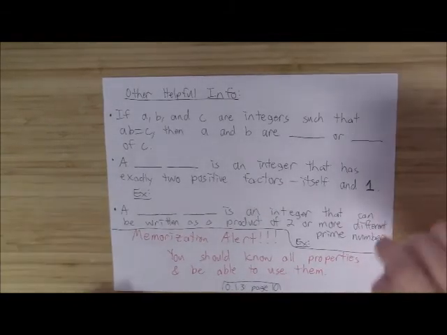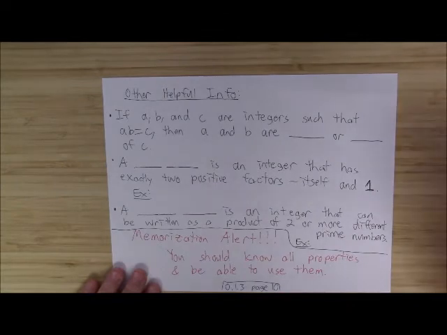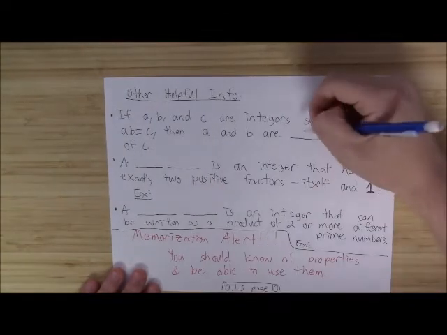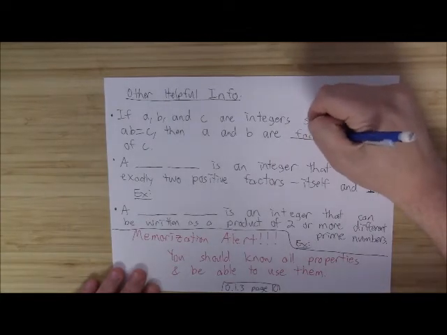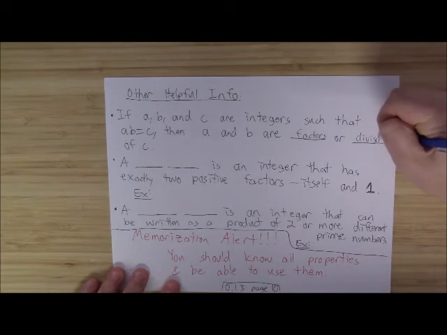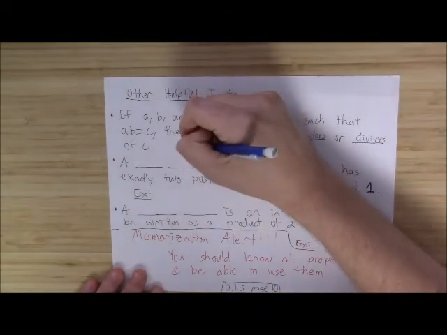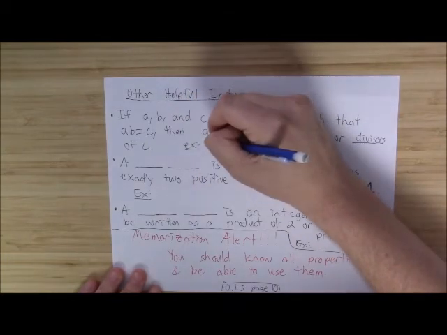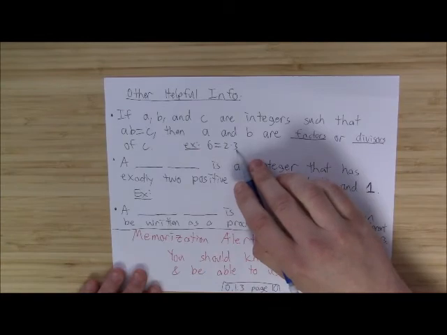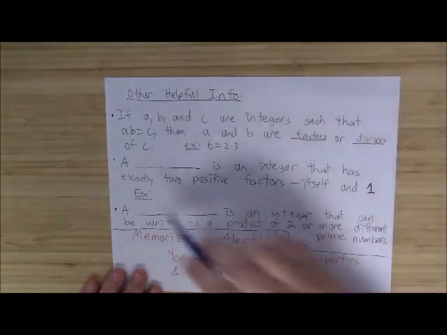A few extra helpful things. If a, b, and c are integers such that a times b is equal to c, then we say a and b are factors, or sometimes we call them divisors of c. So, for example, 6 equals 2 times 3. So 2 and 3 are factors of 6, or 2 and 3 are divisors of 6.